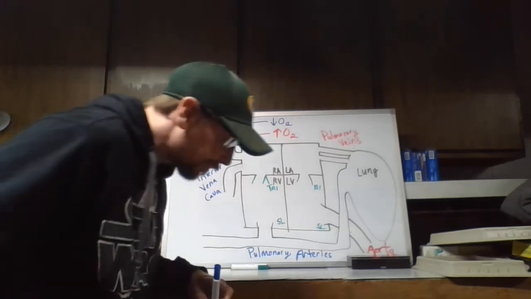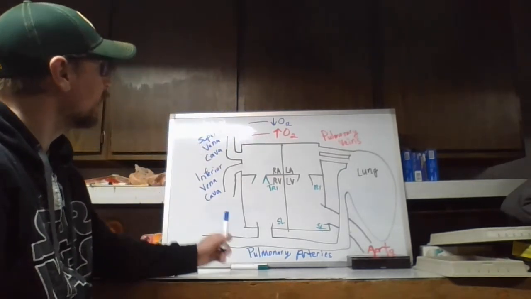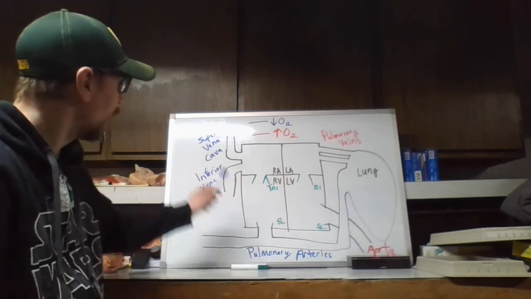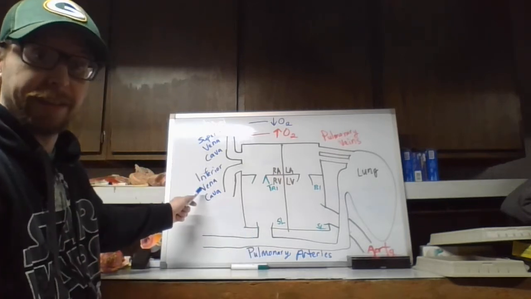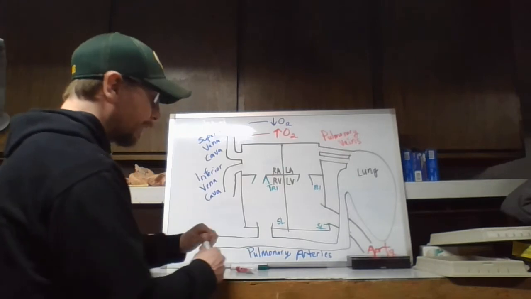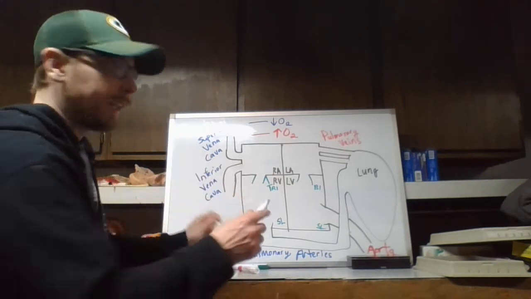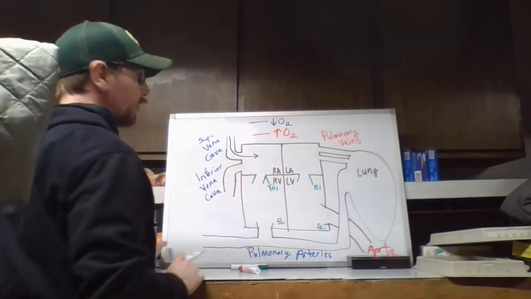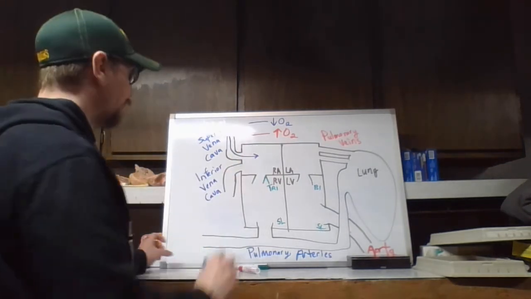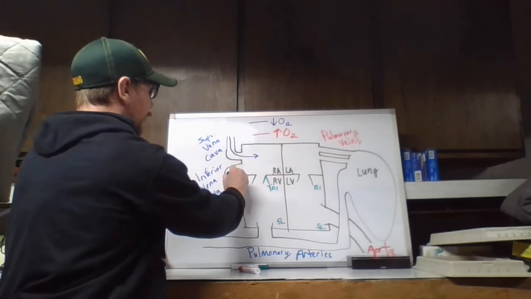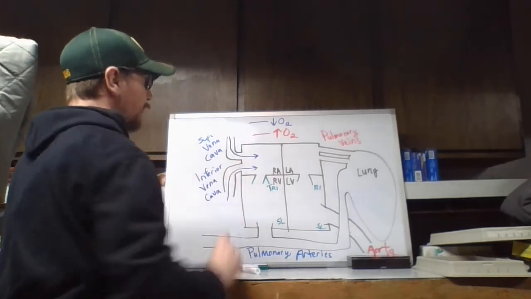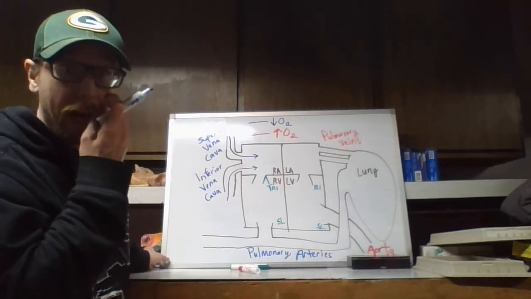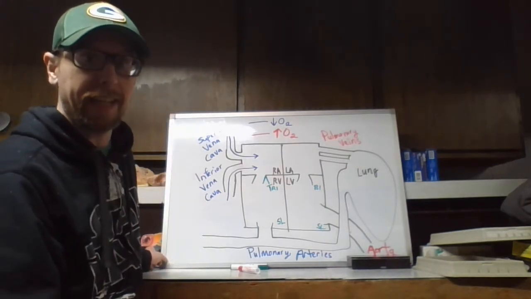Okay, so looking at this board right here, I'm going to start off with the two major blood vessels, superior vena cava and inferior vena cava. The superior vena cava is bringing back low oxygenated blood from the upper part of the body, and it brings it into the first chamber, the right atrium. The inferior vena cava is bringing blood back from the lower half of your body and brings it into the right atrium. So now the low oxygen blood is in the right atrium.